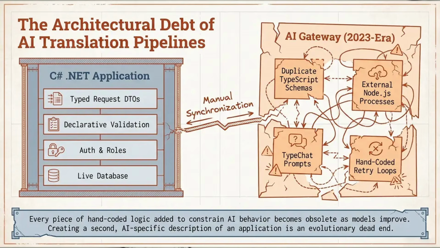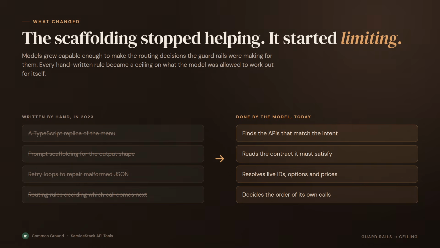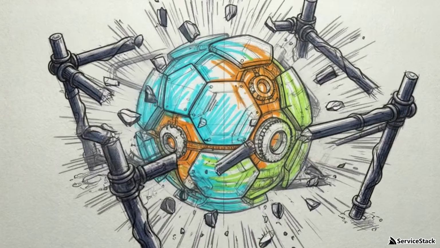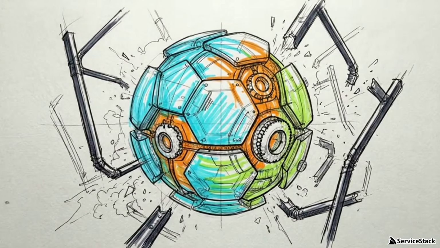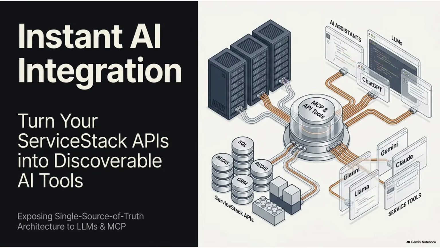If the coffee shop updated the price of oat milk or added a new syrup in the real database, the isolated AI schema instantly broke. But as language models advanced, those hard-coded retry loops and rigid prompt scaffolding became unnecessary. The models grew smart enough to make those routing decisions on their own, meaning the handwritten guardrails were actually restricting the AI's potential. Instead of forcing an AI to memorize a fragile, custom-built replica of an application, the solution is to expose the actual APIs directly and let the model organically discover what is available.